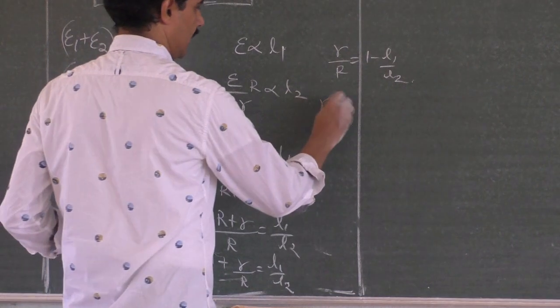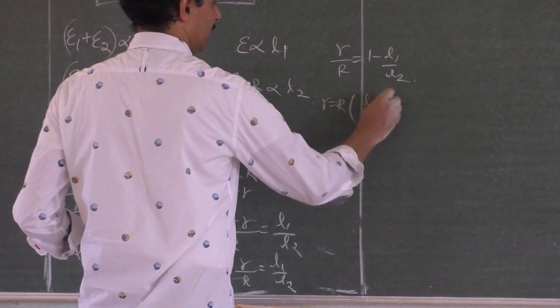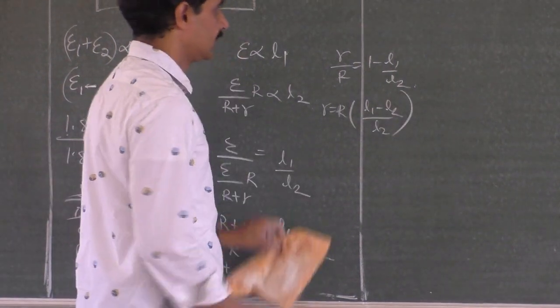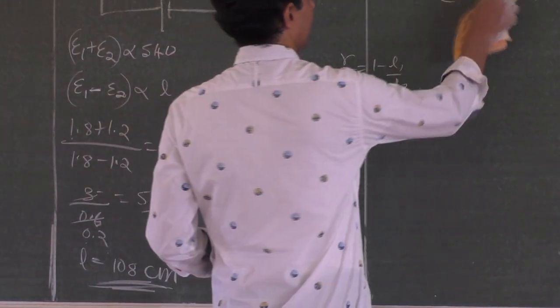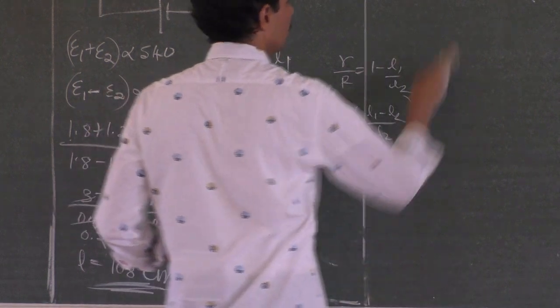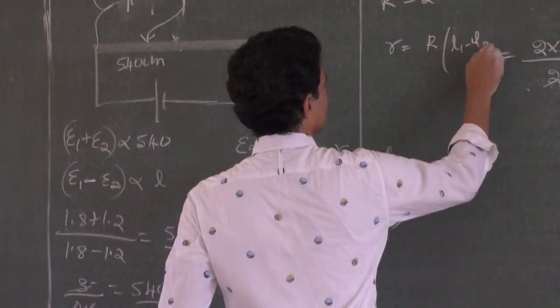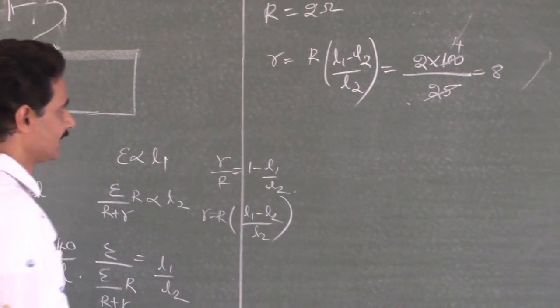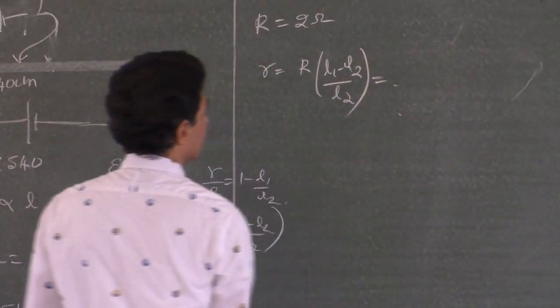R is equal to R into... I don't remember the formula, this one always, L2 by L2. Yes, it should be inverted. Small r is equal to capital R into (L1 minus L2) by L2. This is what you use, right? So what is the answer? (L1 minus L2) by L2.